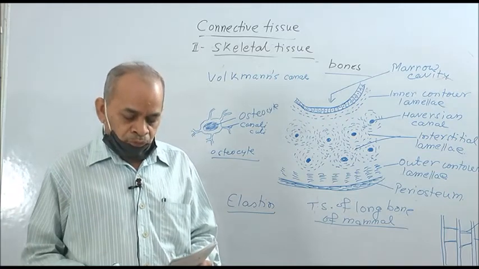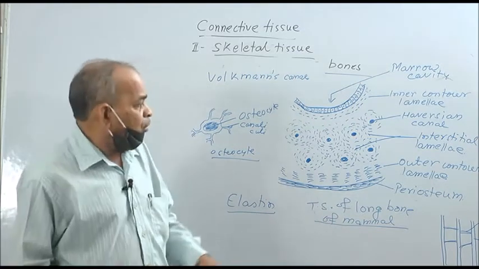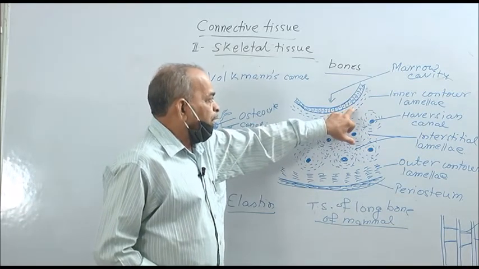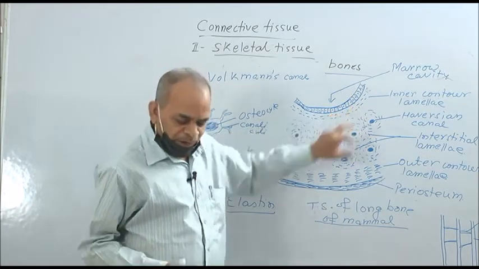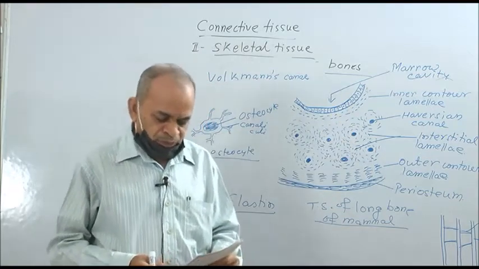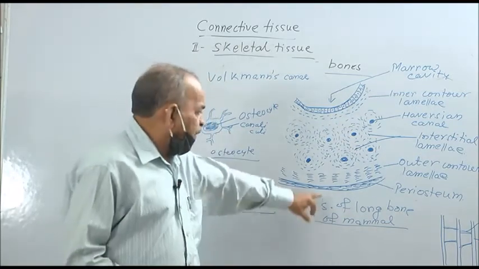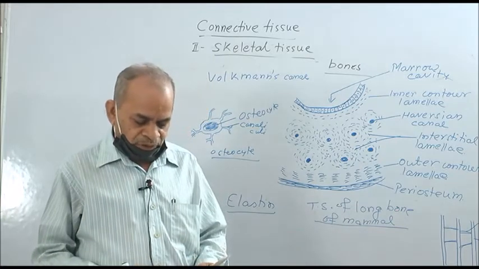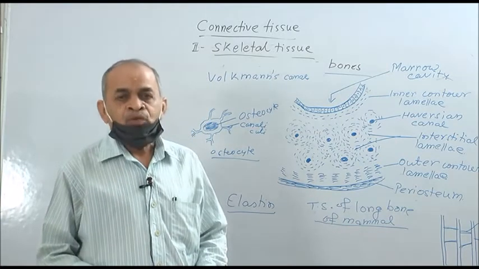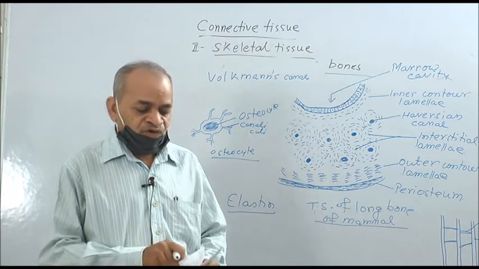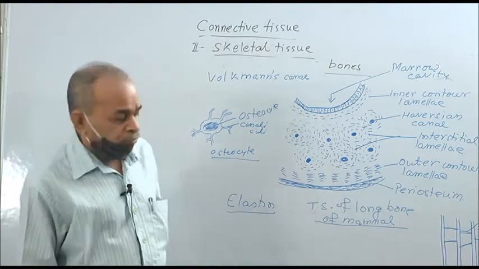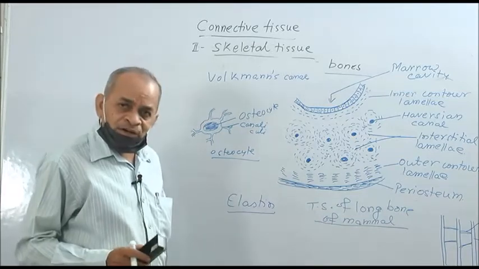Surrounding the marrow, there are inner contour lamellae, and below the periosteum, there are outer contour lamellae, also known as circumferential lamellae. So that is about the skeletal tissue.